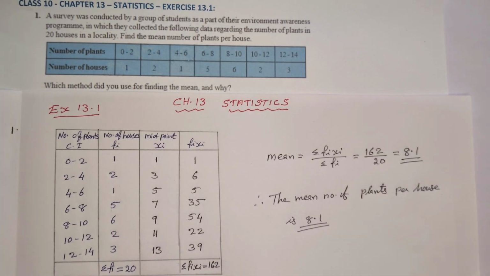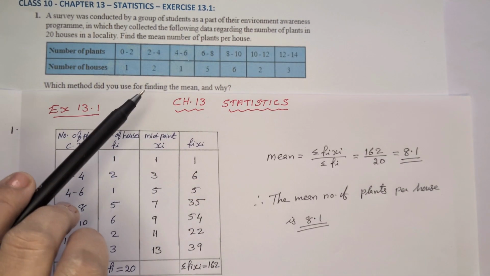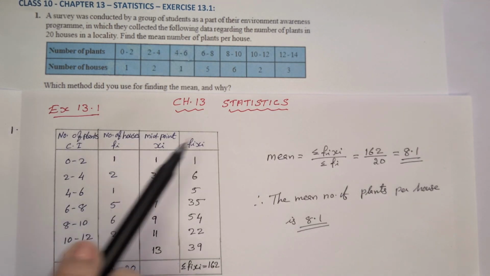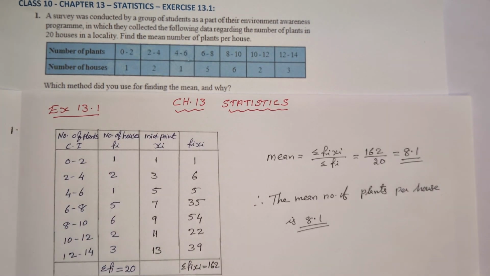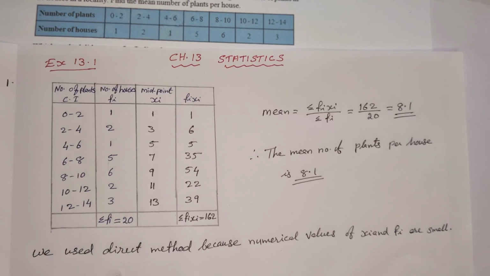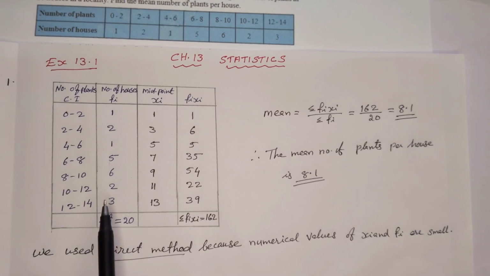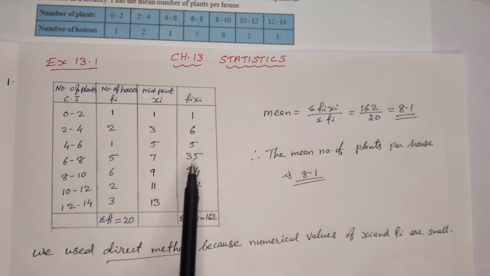That's the question: find the mean number of plants per house. And the second part, which method did you use for finding the mean? That we can write: direct method. We used the direct method because the numerical values of xi and fi are small numbers, so we can directly multiply and we'll get the answer easily. So we use the direct method.